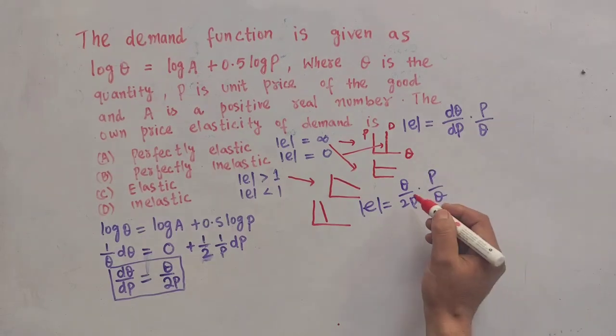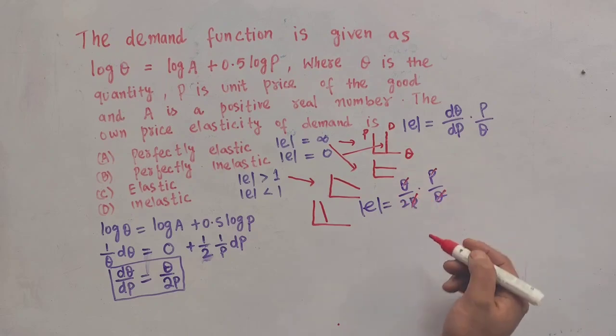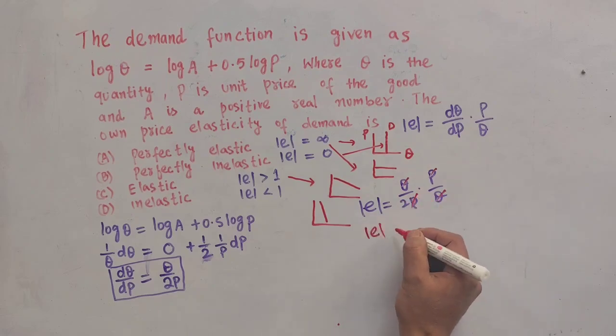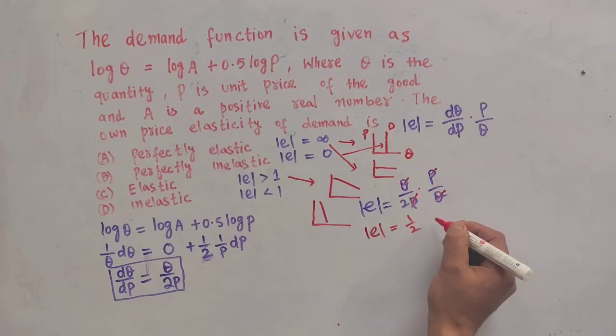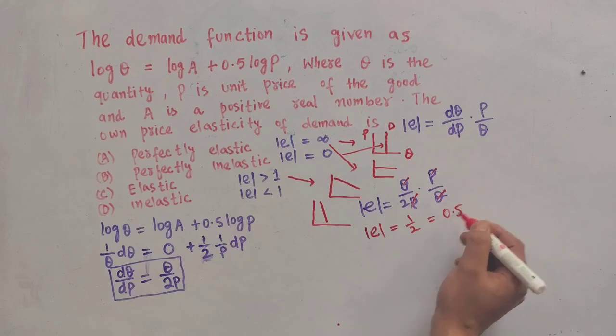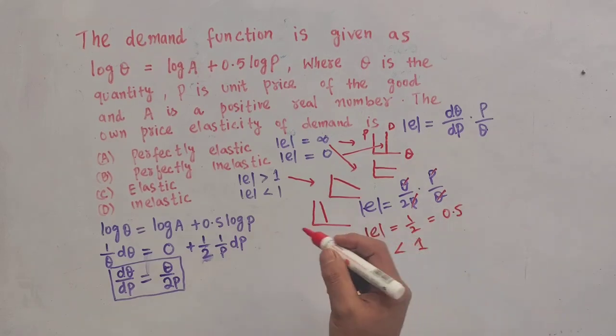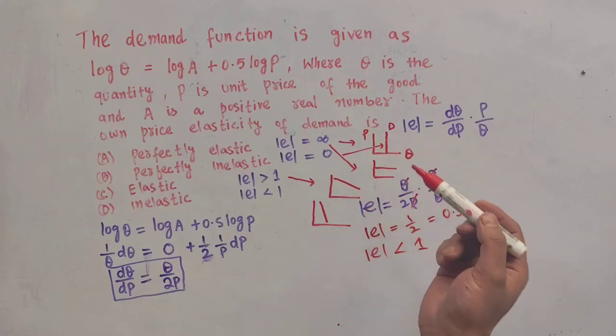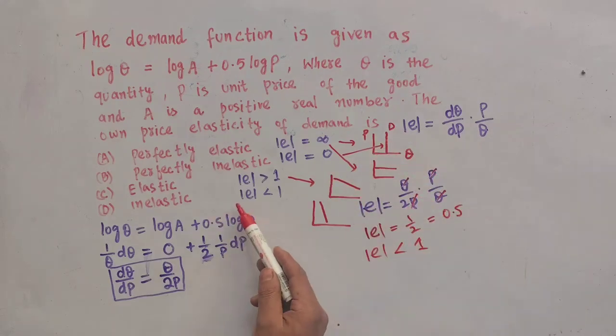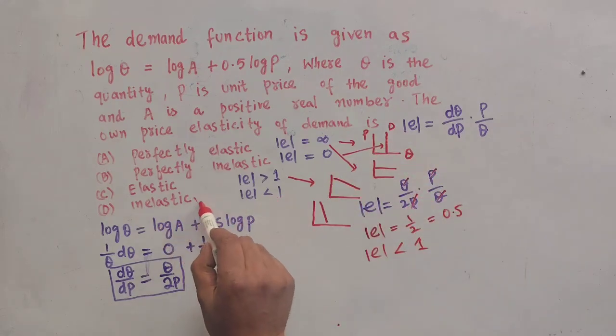Here p and p get cancelled, q and q get cancelled, so the absolute value of price elasticity of demand is 1 upon 2, which is equal to 0.5. So elasticity of demand is less than 1. That means the own price elasticity of demand in this case, E is less than 1, so it will be inelastic in this case.